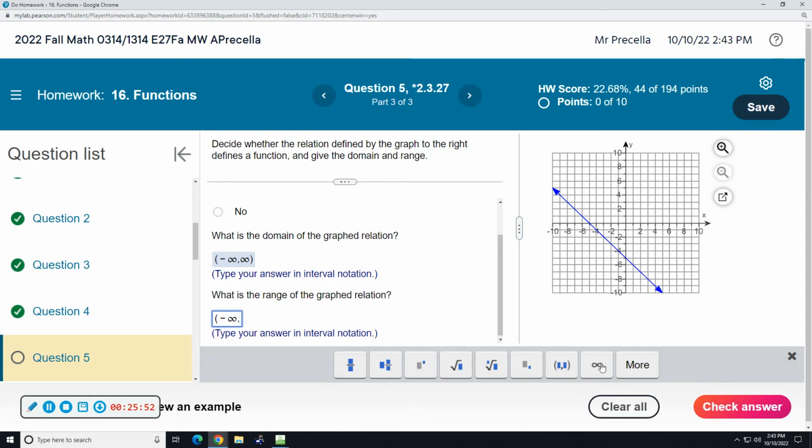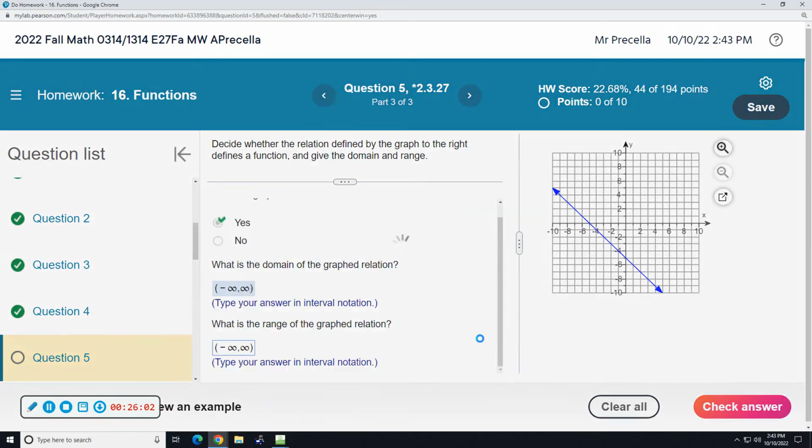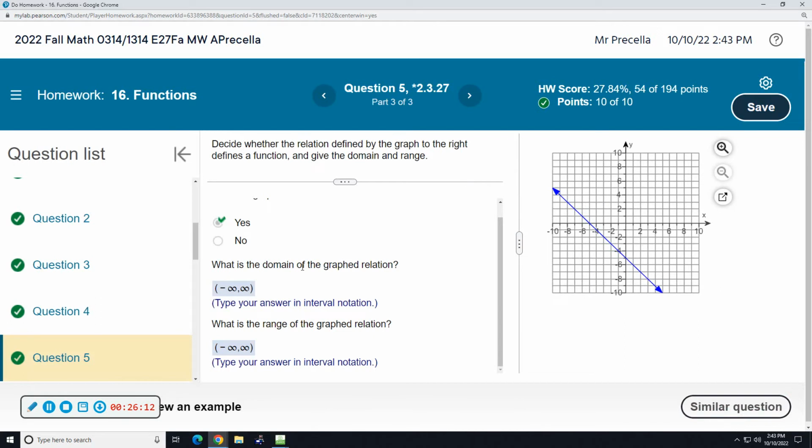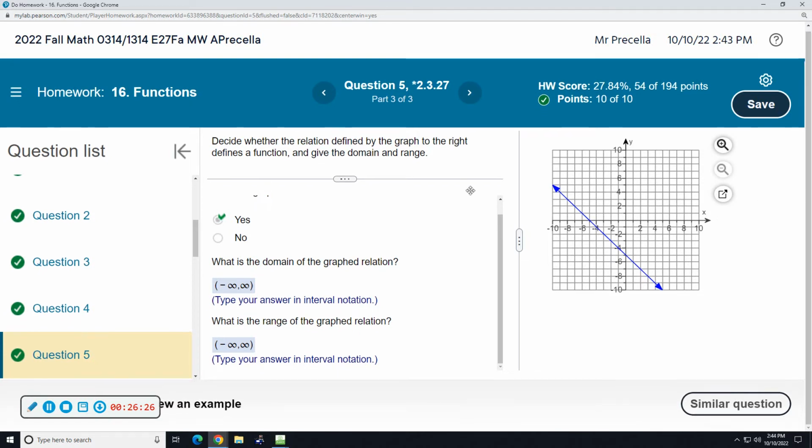And remember, there's no negative infinity symbol. It's just an infinity. To make a negative infinity, you have to type the negative from the keyboard. And also, with interval notation, you always write the smaller first. That's when it says type your answer in interval notation. That's why you've got to write the negative infinity before the positive. You can't write infinity, comma, negative infinity. It'll count it wrong, and it might not give you a hint as to why it's wrong.